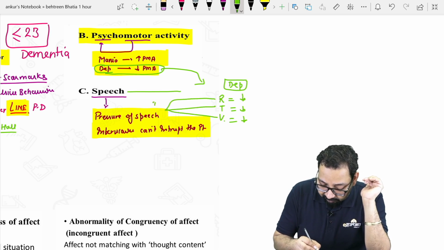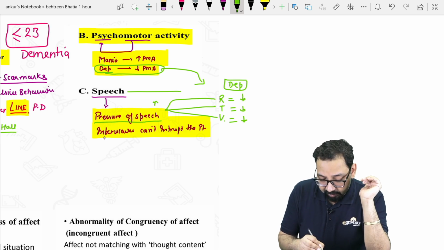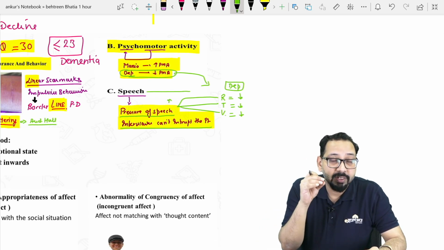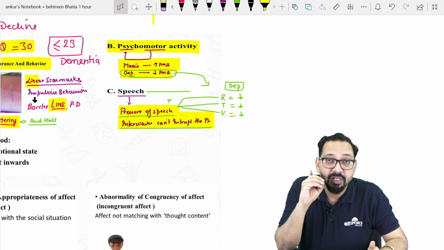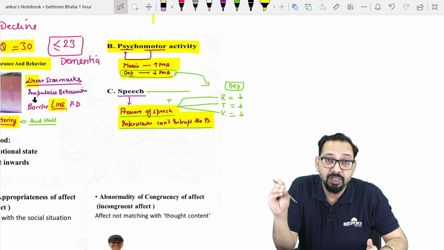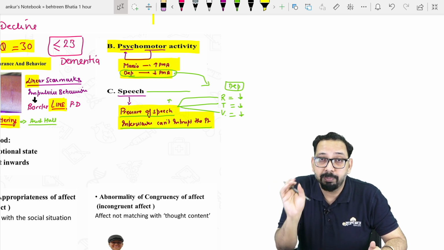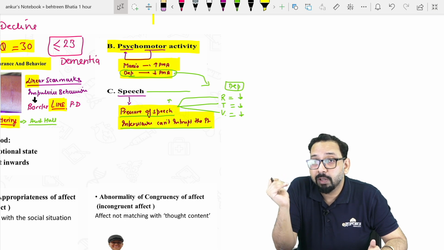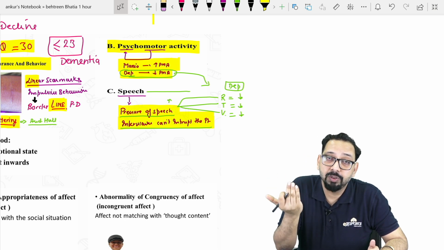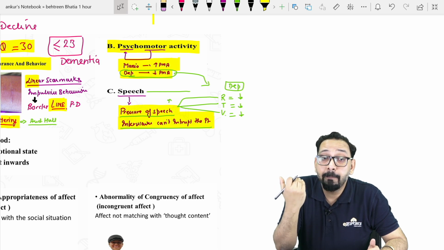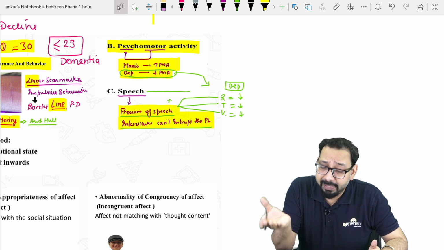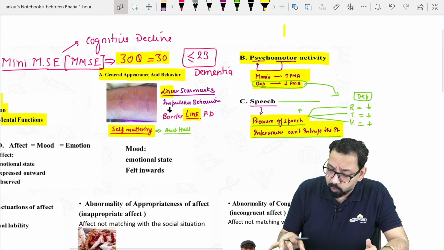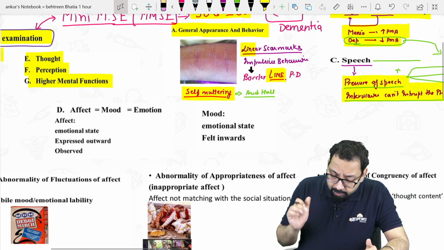Other than this, yes, pressure of speech may be present. Sometimes a question is asked that there is a patient who is in mania, he is speaking continuously, and the interviewer wants to interrupt him but is unable to. This phenomenon, wanting to interrupt but being unable to, is pressure of speech and is seen in mania. Clear? So we have discussed only those parts which are commonly asked.